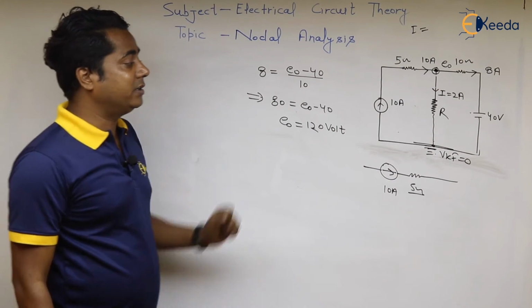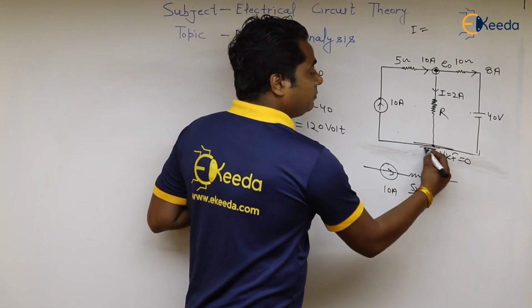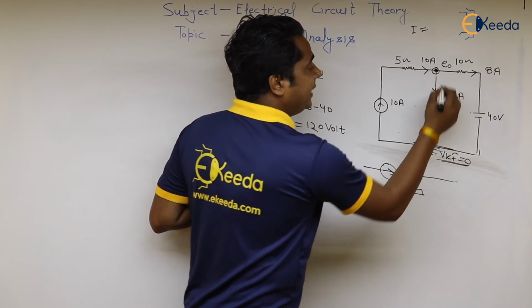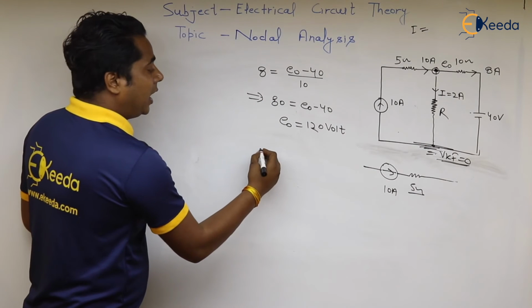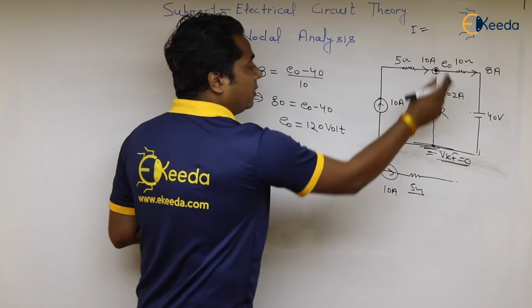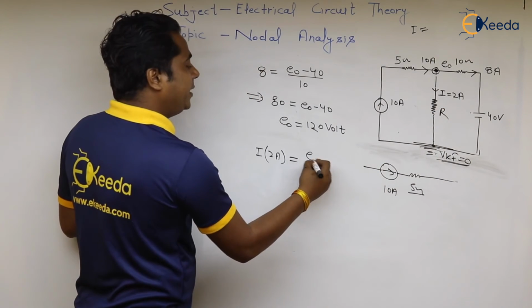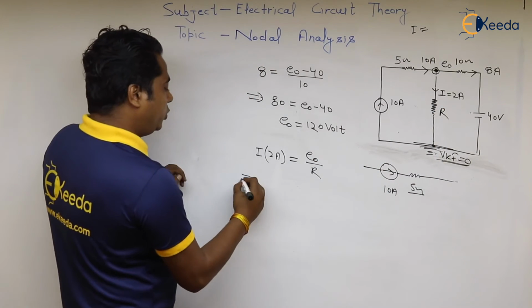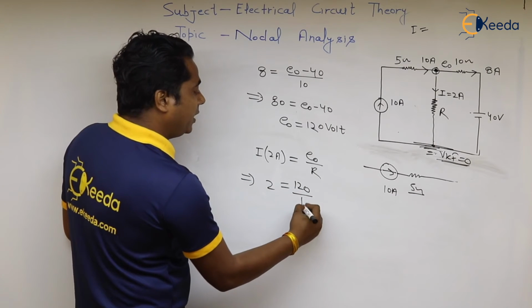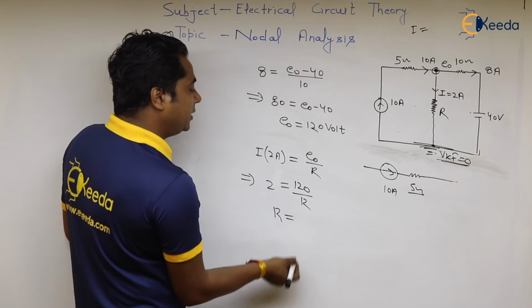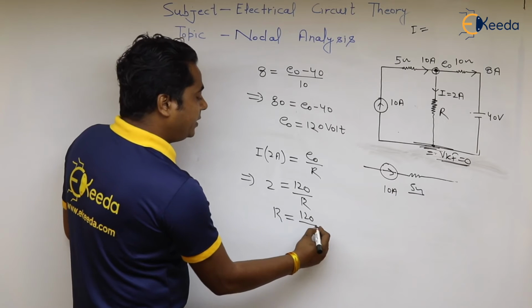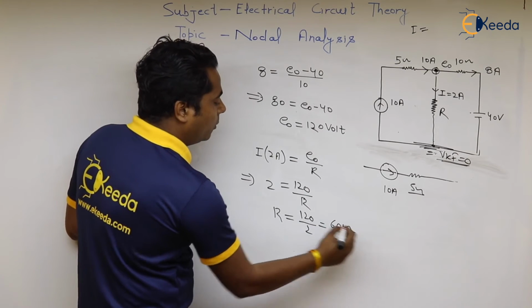And what is the question asking? The value of R. So no doubt guys, V reference is equal to 0. So I will be written as E naught minus 0 upon R. I, that is your 2 ampere, will be written as E naught minus 0 upon R. So 2 will be given as E naught upon R. E naught means 120 upon R. So R value will be 120 by 2, that is equal to 60 ohm.